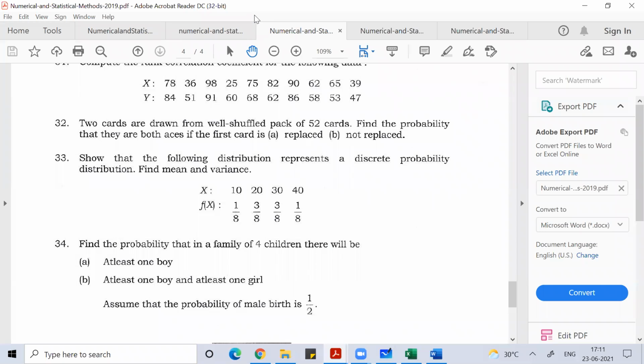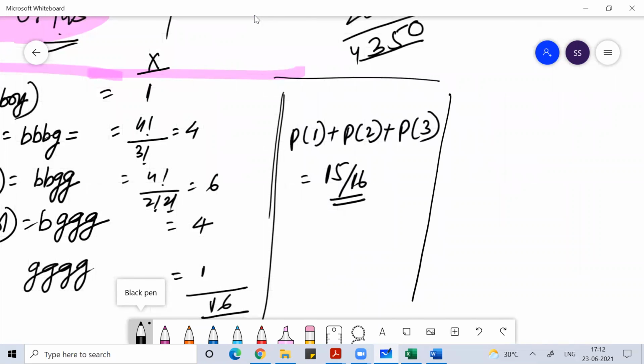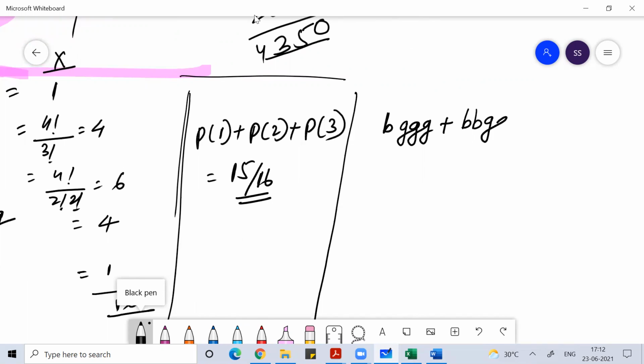At least one boy and at least one girl. At least one boy is 15 by 16, and at least one girl. So there should be at least one boy, and there should be at least one girl. This is one case. Second case is at least one boy: you have one boy, and then you have 3 girls. You can have 2 boys, and then you have 2 girls. You can have 3 boys, and you have one girl. So you have at least one boy and one girl.